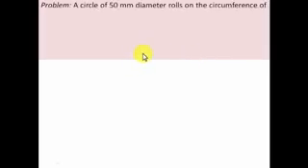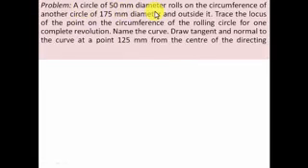In store for us, it goes like this. A circle of 50 mm diameter rolls on the circumference of another circle of 175 mm diameter and outside it. Trace the locus of a point on the circumference of the rolling circle for one complete revolution. Name the curve. Draw a tangent and normal to the curve at a point 125 mm from the center of directing circles. Now guys, this particular problem is associated with cycloidal curves.